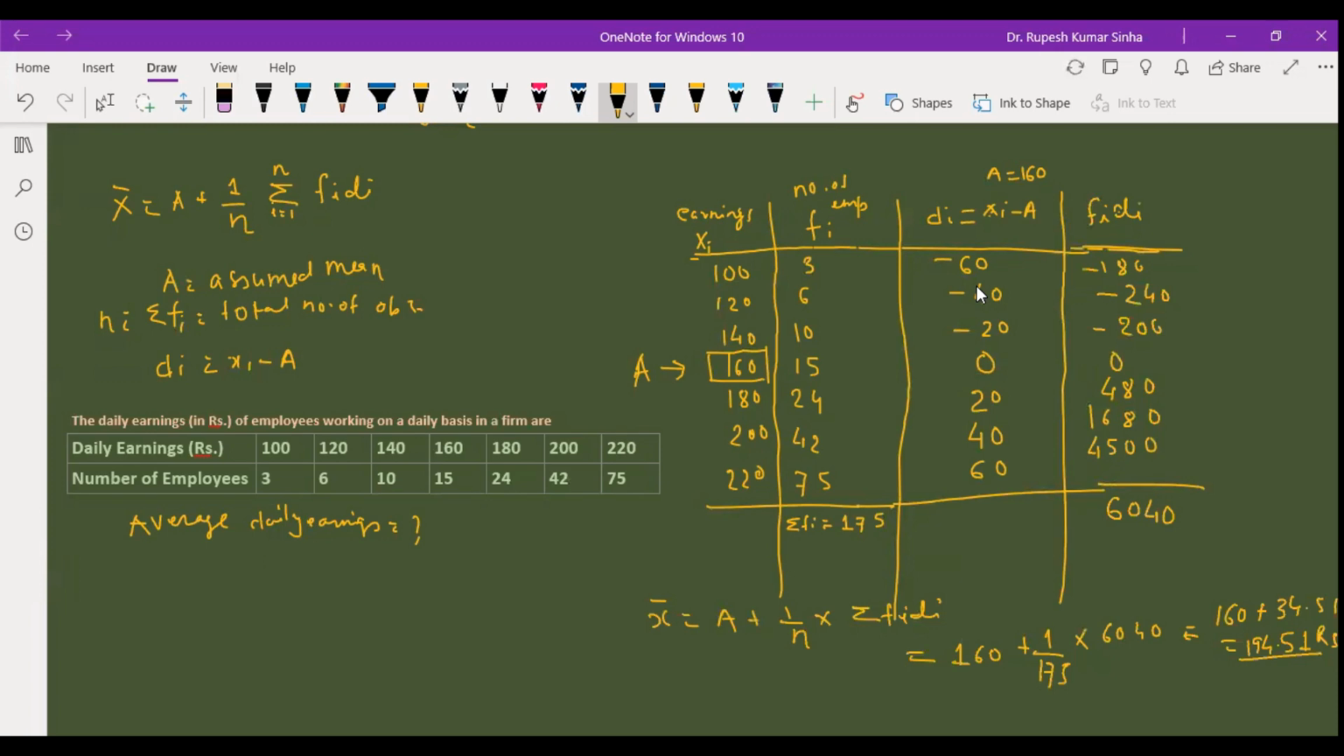So the value of X bar, what we have got? We got daily average earning equal to 194.51 rupees. You can solve by any method, you are going to get the same answer.